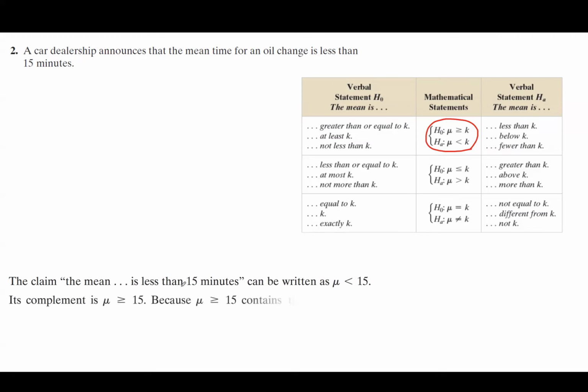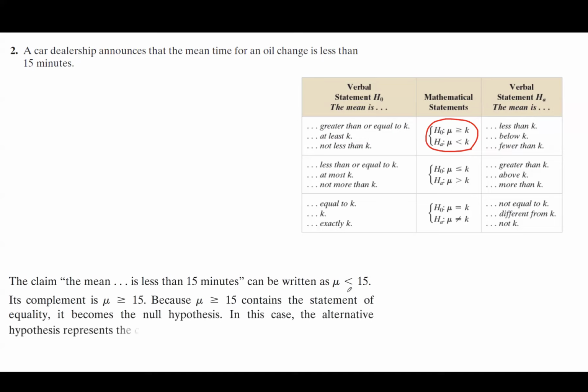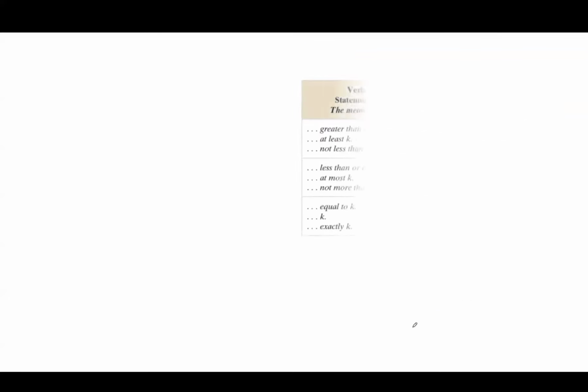The claim, the mean is less than 15 minutes, can be written as mu is less than 15 minutes. Its complement says that no, it's at least 15 minutes. Because mu is more than or equal to 15 contains the statement of equality, it becomes the null hypothesis. So the alternative hypothesis is basically your claim. H sub 0, or null, says that mu is more than or equal to 15, and the claim says mu is less than 15, and it is your alternative hypothesis.